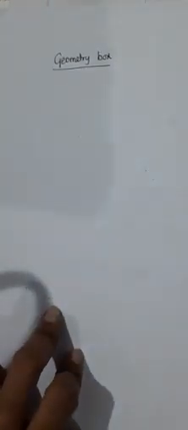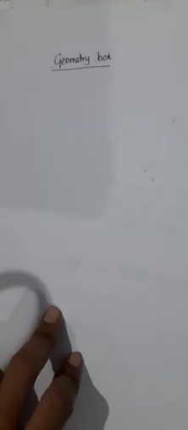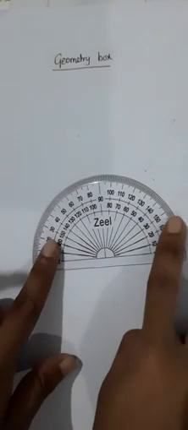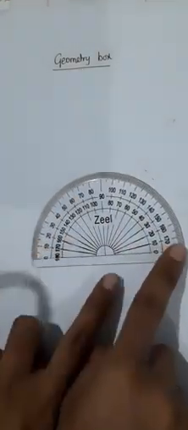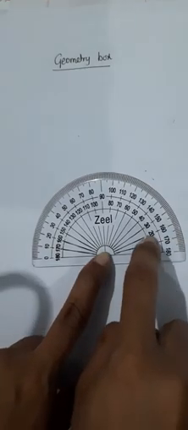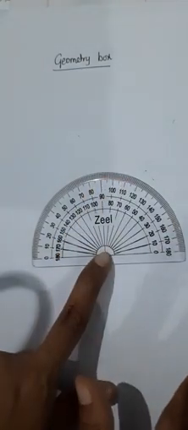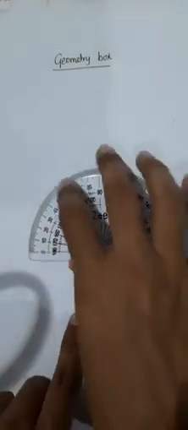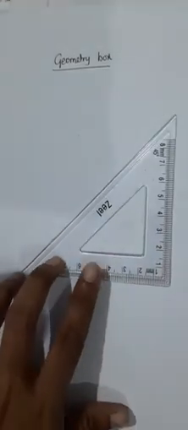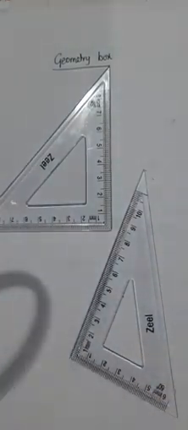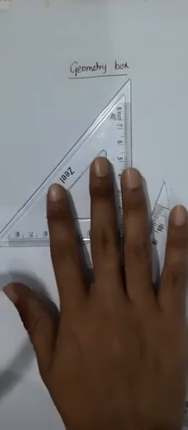Next is the protractor. A protractor is a D-shaped or semicircular transparent tool. It is used to measure the angle. Here the angles are there: 0, 10, 20, 30, 40 till 180. So this is called a protractor. Next, the set square. Two transparent triangles are called set squares. Fine. This will be there in your geometry box. You can go through it.